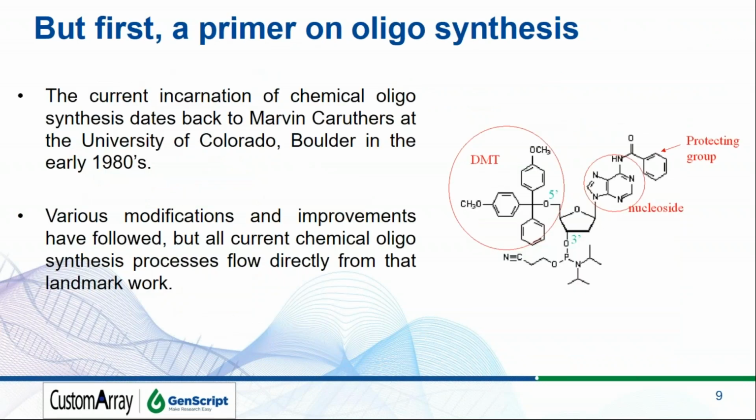But before we get too far down that line, I just wanted to have a short primer on oligosynthesis in case this is not something that is familiar to other people. The current incarnation that we use in oligosynthesis dates back to the Caruthers lab at the University of Colorado Boulder in the 1980s, in his landmark paper. There have been a few changes here and there and some advancements, but it's a direct lineage to that foundational work.